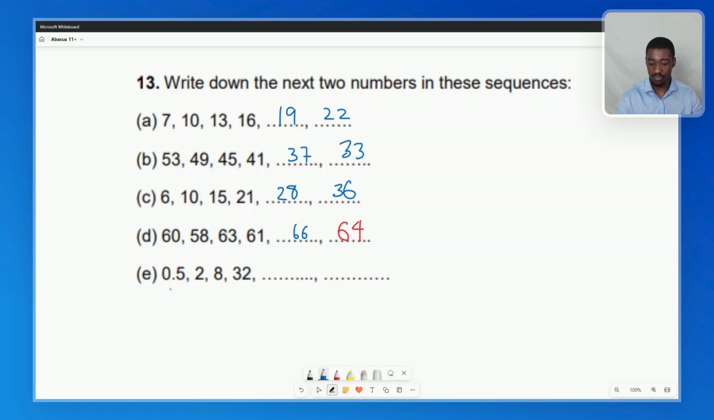Now we have 0.5, 2, 8, 32. So here, the numbers are getting very big very quickly, right? From 0.5, half of 1, all the way to 2, then 8, and 32. So there has to be some sort of multiplication going on here to make those numbers get very big very quickly. So here, if we look closely, we're multiplying by 4 each time. 0.5 times 4 gives us 2. 2 times 4 gives us 8. 8 times 4, 32. 32 times 4 is what?